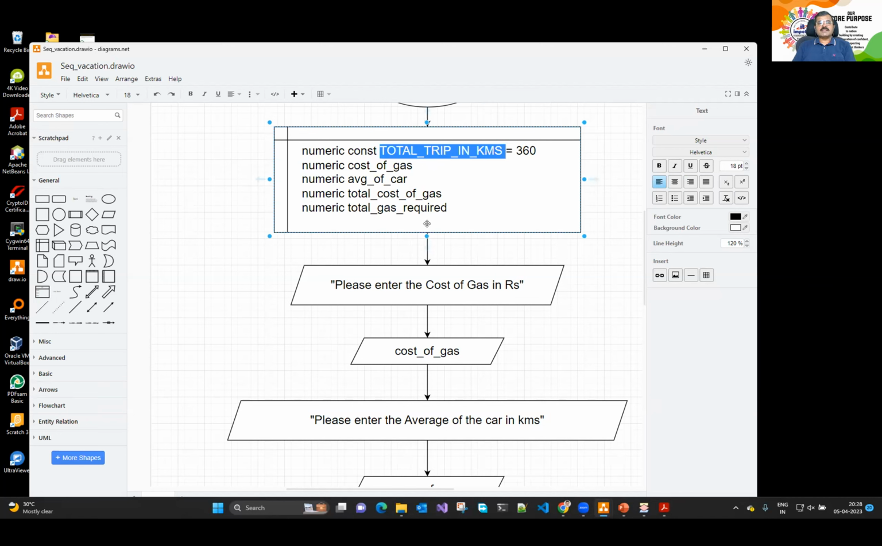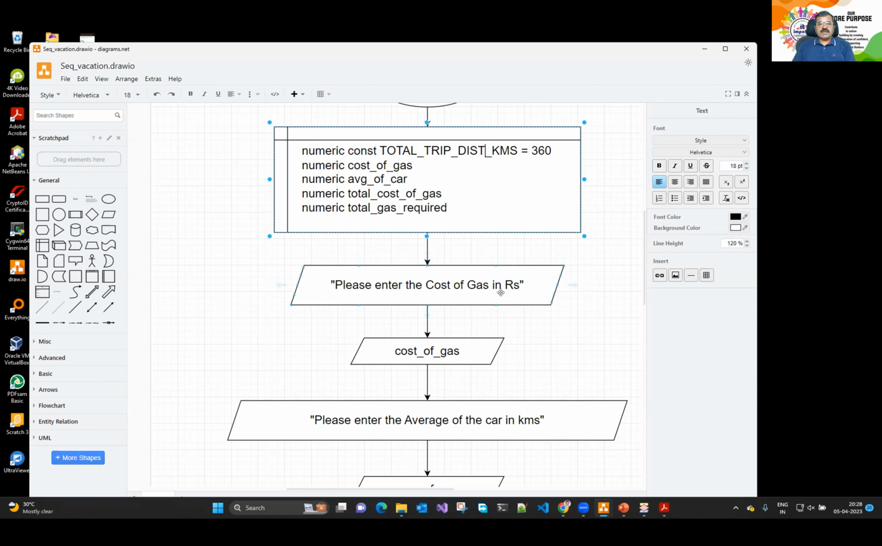Okay. Any suggestion for the name of the variable? Total trip distance in kilometers. Okay. So total distance in kilometers, we can write. Total trip distance in kilometers, we can also write. Total trip distance kilometer we can also write. If we don't write "in", that will also work. So one can understand. So it's total trip distance kilometers. So that's 360 numeric cost or whatever it is you have taken.